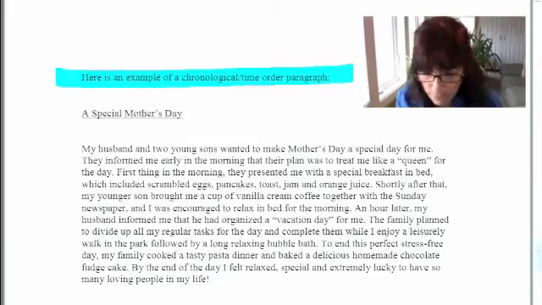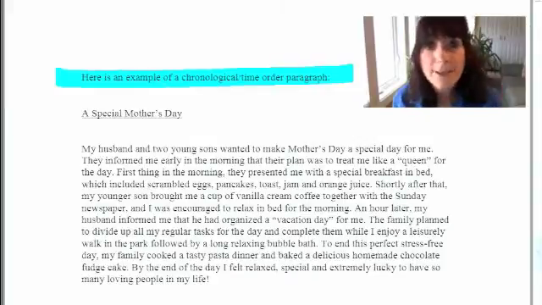To end this perfect stress-free day, my family cooked a tasty pasta dinner and baked a delicious homemade chocolate fudge cake. And the concluding sentence, by the end of the day, I felt relaxed, special, and extremely lucky to have so many loving people in my life.